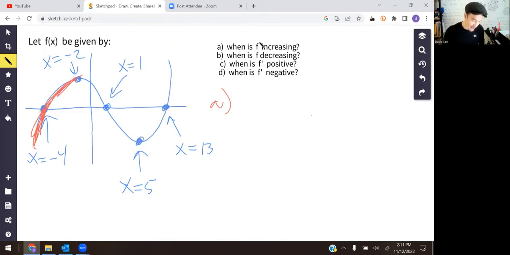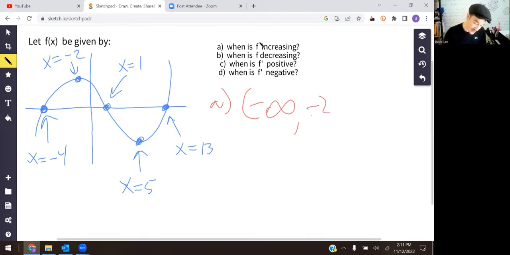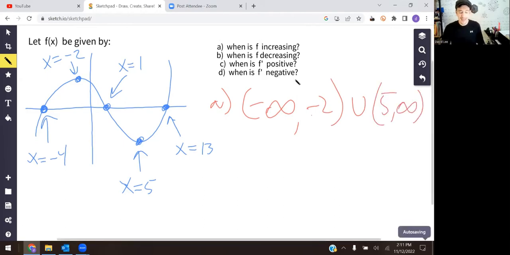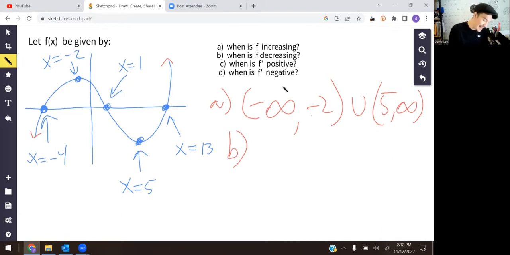So for part A, the answer would be -infinity to -2, and then union from 5 to infinity. Right? These are the x values during which the picture is going up. Let's go ahead and put some arrows there and there. Part B, when is the picture decreasing? So we said that it's going down during this portion there, during that part of the ride, which would be from -2 to 5. Done, done, done.